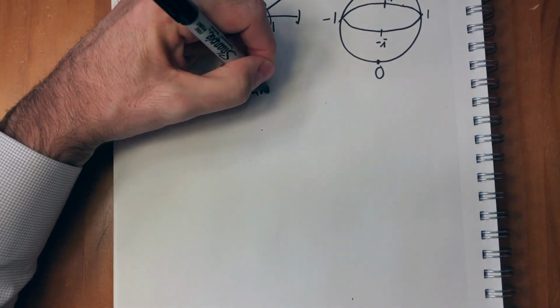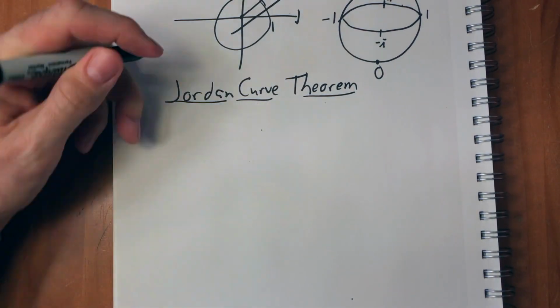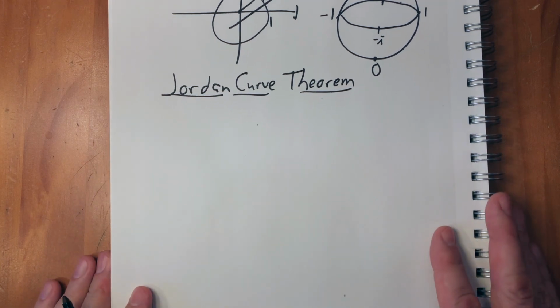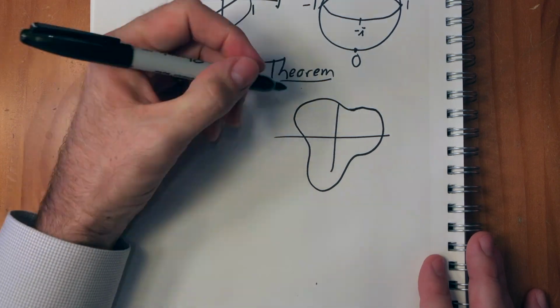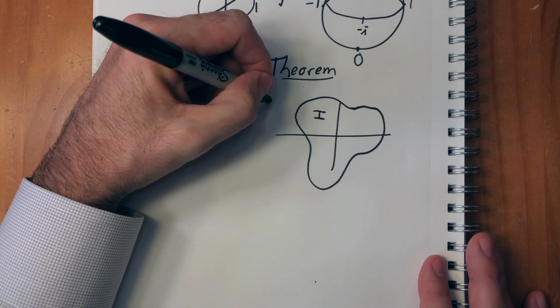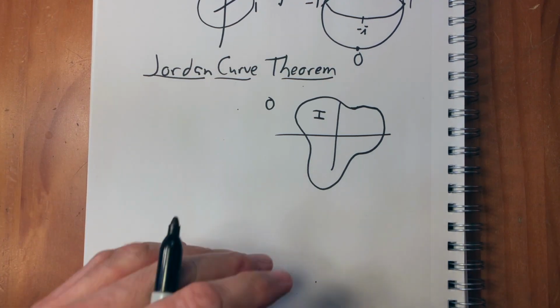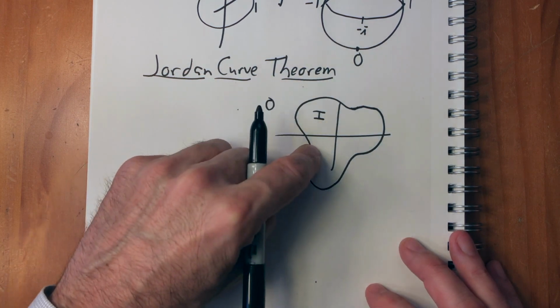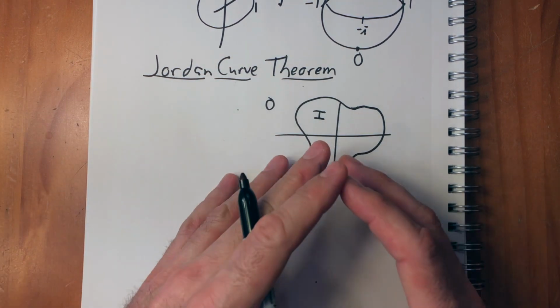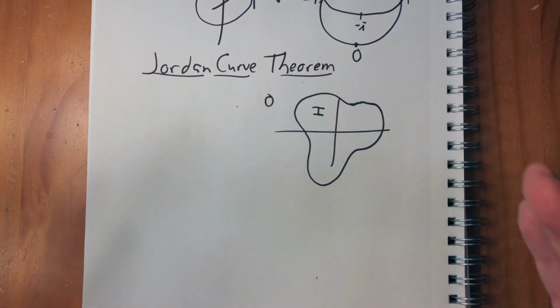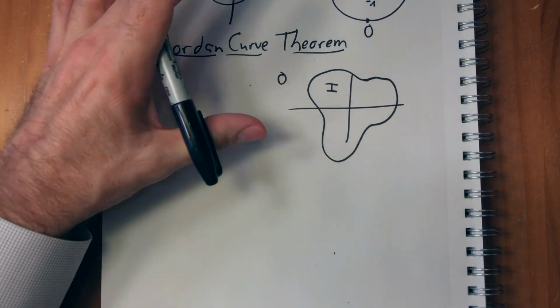One more thing is the Jordan curve theorem. This is something super easy to understand. All it says is, if you have a simple closed curve, that curve has an inside and an outside, okay? It's saying that a closed curve cuts the plane into two regions: the region inside the curve, and the region outside the curve. So just keep those two things in mind.